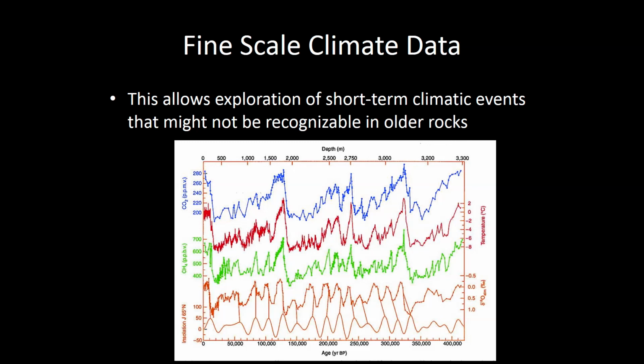We see oxygen 18 here on this side. We see temperature on this side. We see the amount of CO2, amount of methane, amount of solar insolation here, and they all look like they're following the same pattern, don't they?